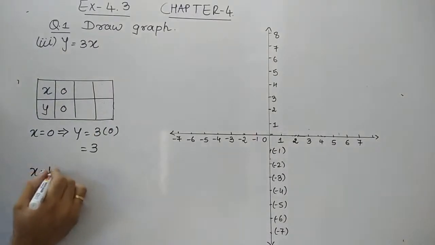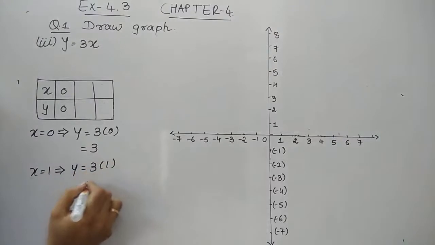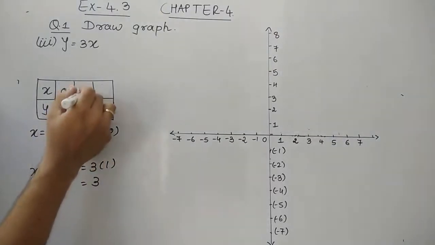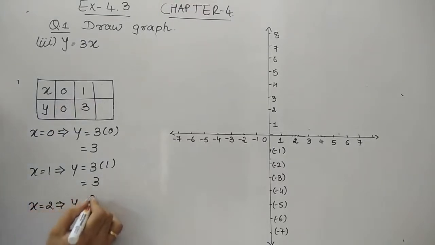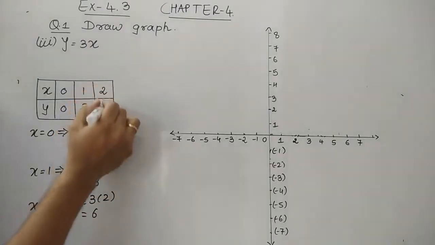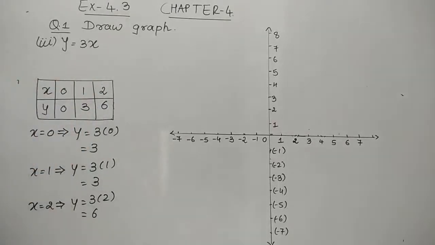Let's go for x is 1. So we'll obtain y is equals to 3 into 1, that is 3. When x is 1, y is 3. Let's go for x is 2. So y is equals to 3 into 2, that is 6. So when x is 2, y is 6. So easily we obtain all the three coordinates.